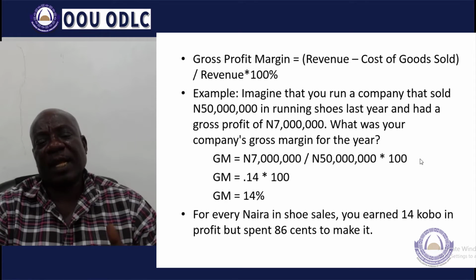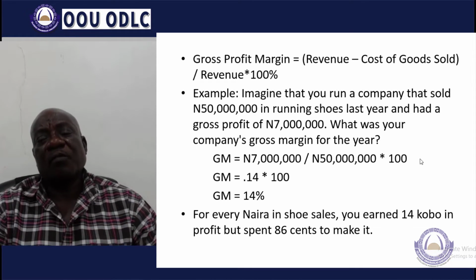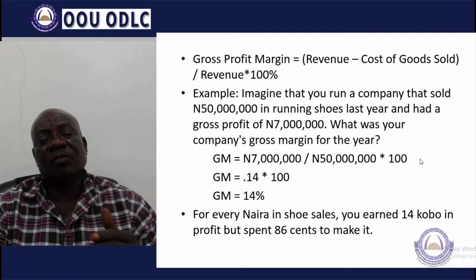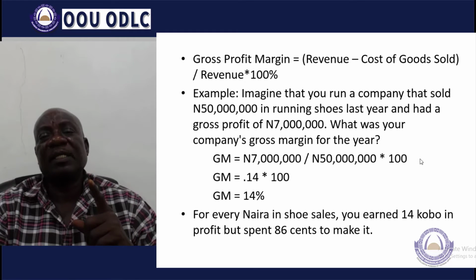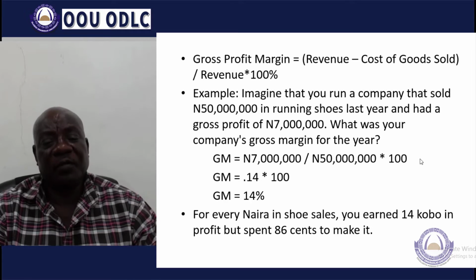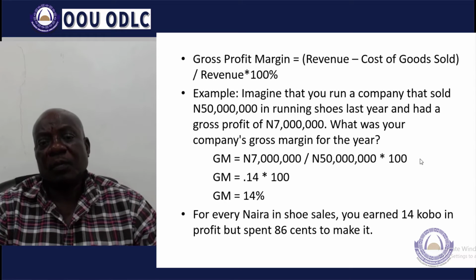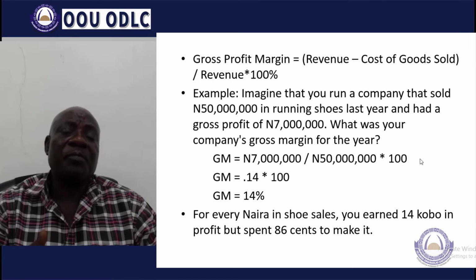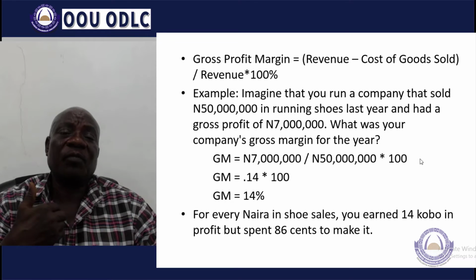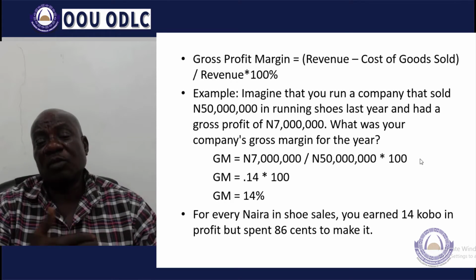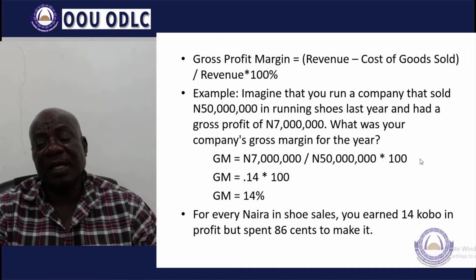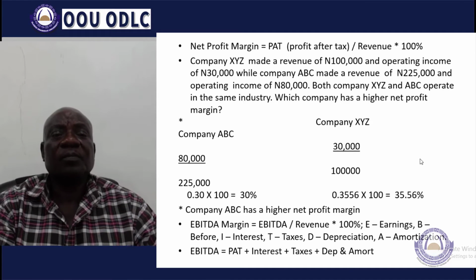So the purpose, like I made mention the other time, is that for every 1 naira sales made by this company, the company is earning 14 kobo in profit and spent 86 kobo to make such shoe. So the comparison can be made by looking at the last year's profit or the last 2 years in order to determine whether the company is doing fine or not.